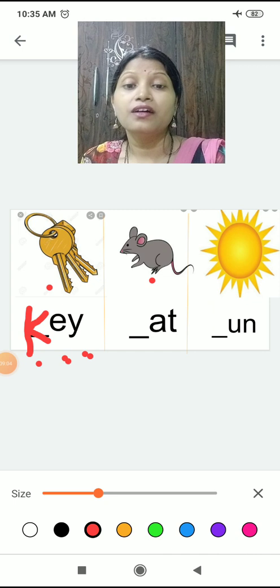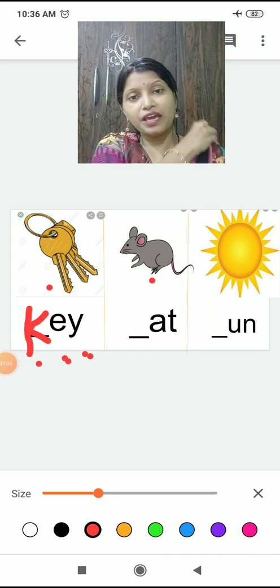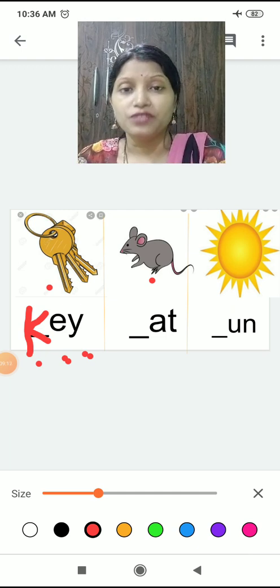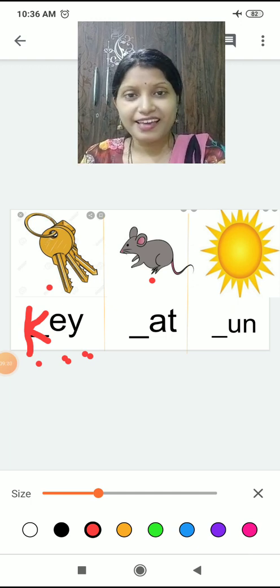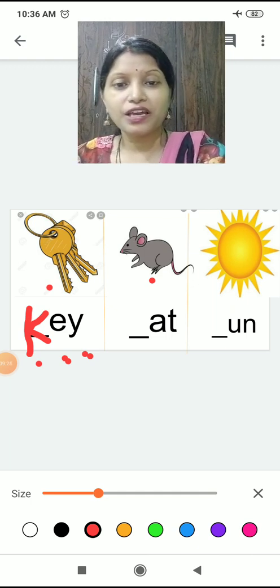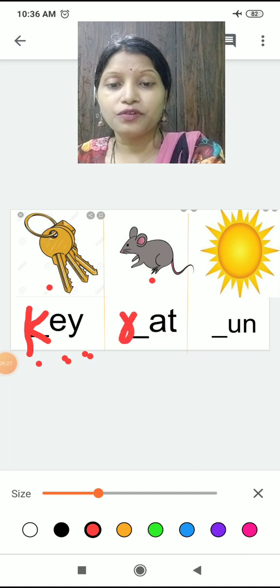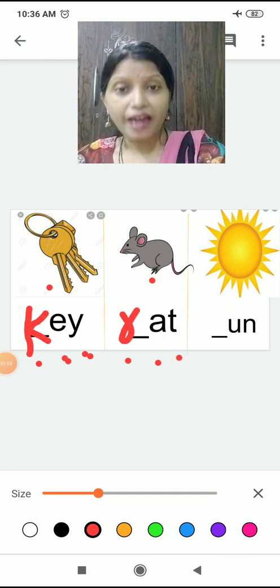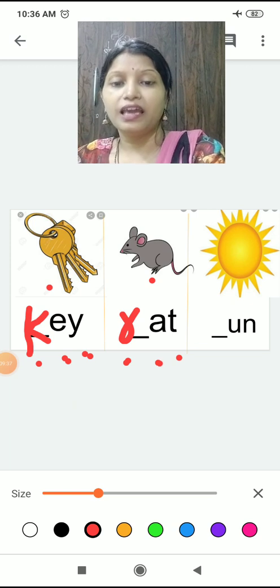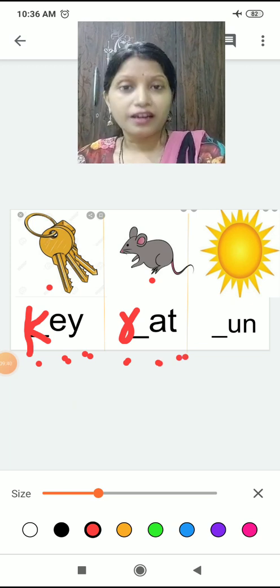Next is rat. Yes, it is rat. Okay. So which alphabet we are going to write here? R. Which alphabet has a sound of R? Yes, it is R. Okay, so write down R over here. Read with me. R A T. Rat. R A T. Rat.